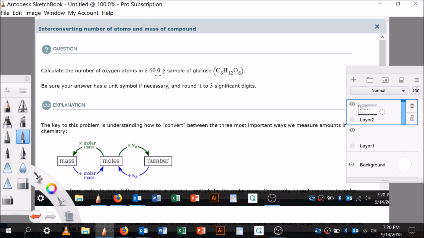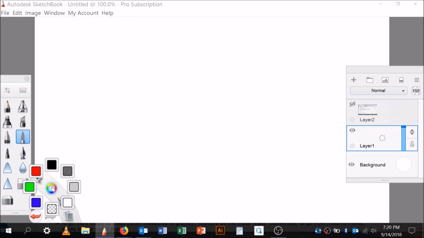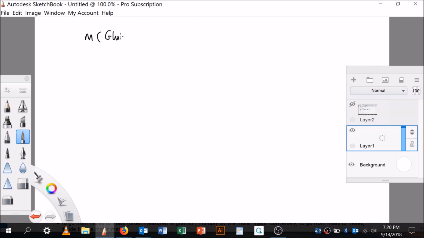Interconverting number of oxygen atoms in a 60 gram sample of glucose. That's how many grams of glucose I have, C6H12O6. My mass of glucose, 60 grams I think it was, right? That's right, 60 grams. Now I'm looking for atoms of oxygen, that's O in parentheses. That's a far cry from glucose.